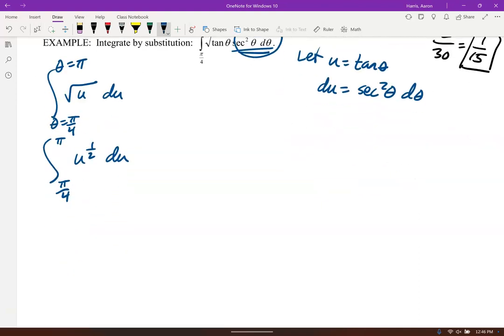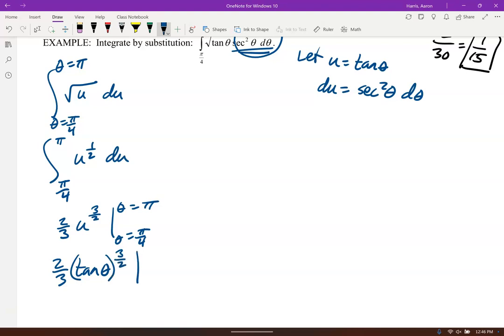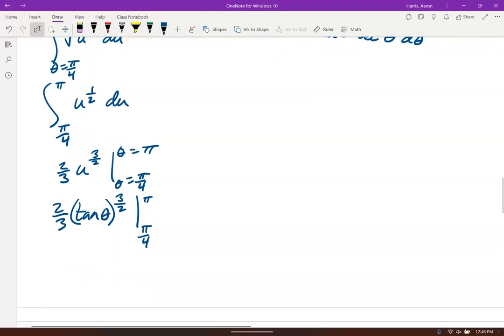We'll go ahead and run that. So u to the 1/2 plus 1 is u to the 3/2 all over 3/2. So that's times 2/3, from theta being pi fourths to theta being pi. So we have 2/3 the tangent of theta to the 3/2 from pi fourths up to pi. And now we'll go ahead and throw in the pi.